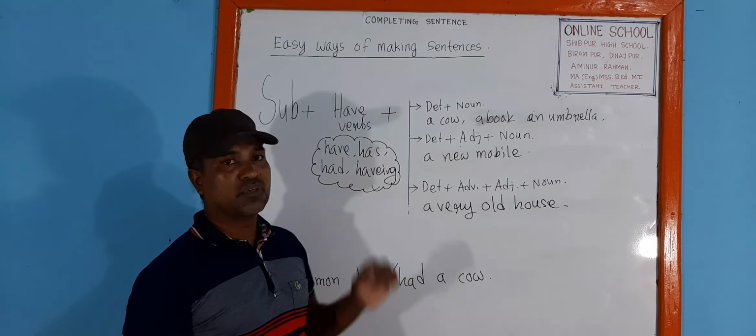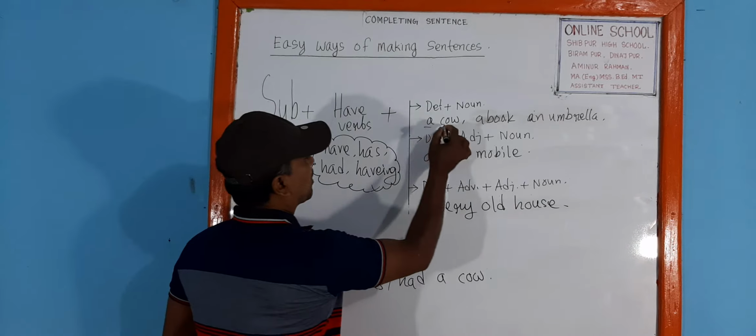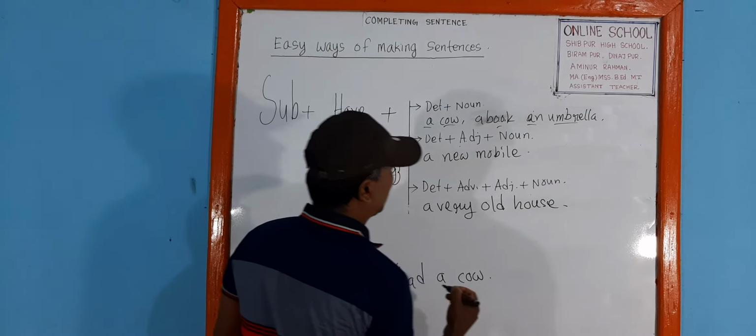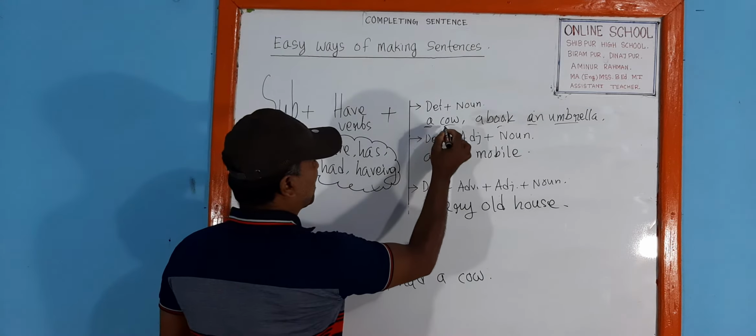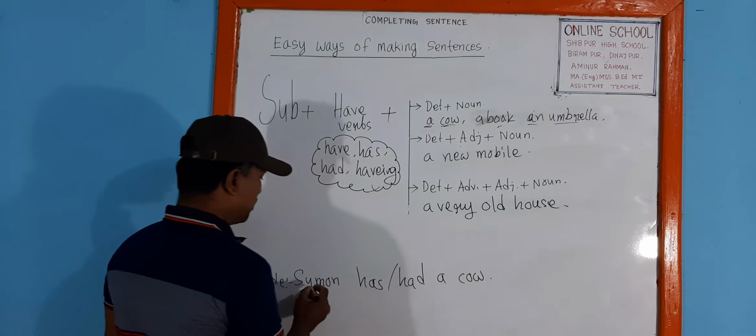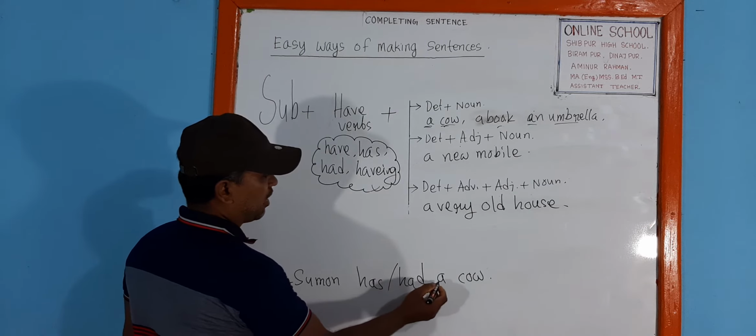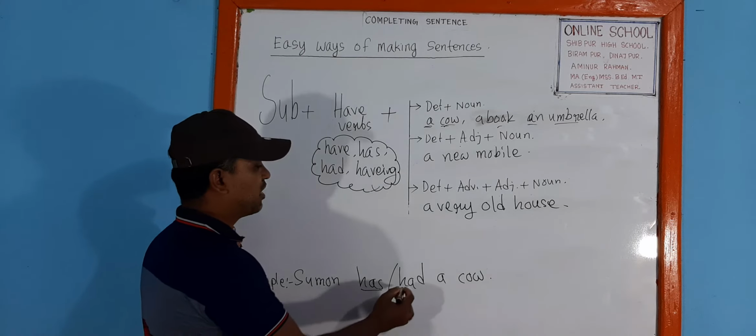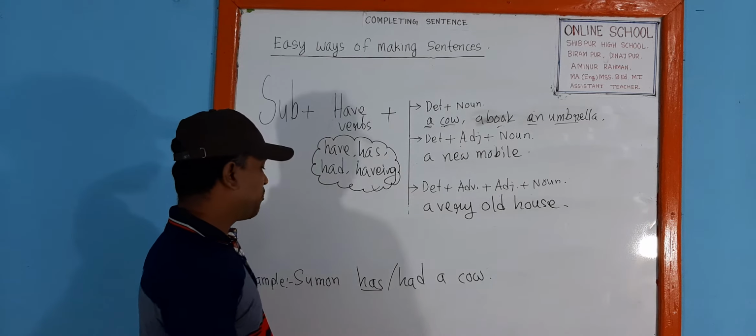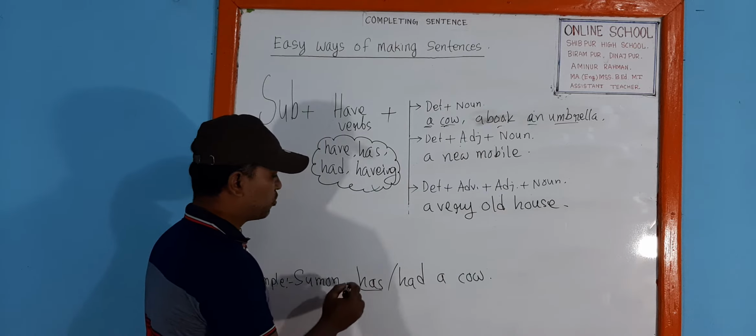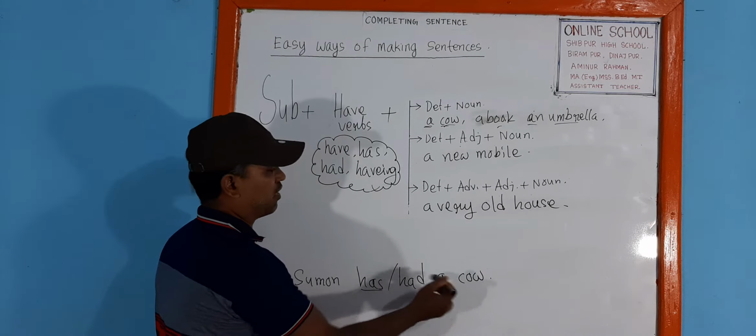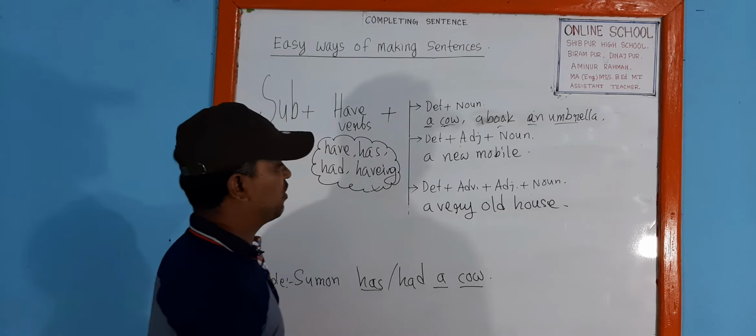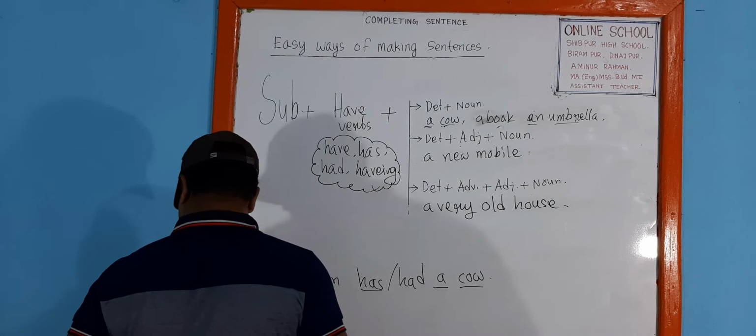Determiner plus noun. Determiner plus noun, such as a cow, a book, an umbrella. Okay, so a is the determiner, cow is the noun. Look at this. Someone has or had a cow. You can say has, that will be the present tense, and had will be the past tense. Okay, so if you use has here, Shumon has a cow or Shumon had a cow. So a is the determiner, cow is the noun. Determiner plus noun.